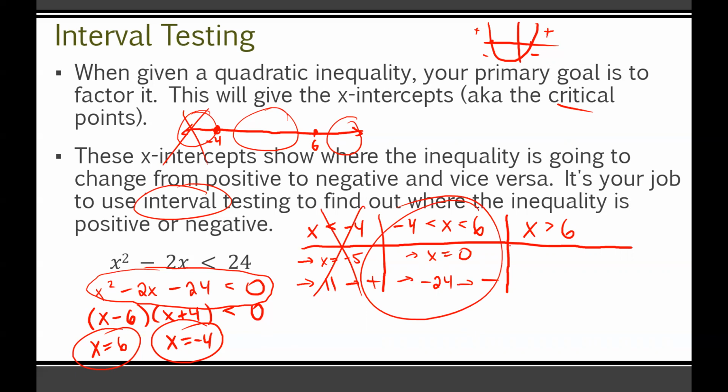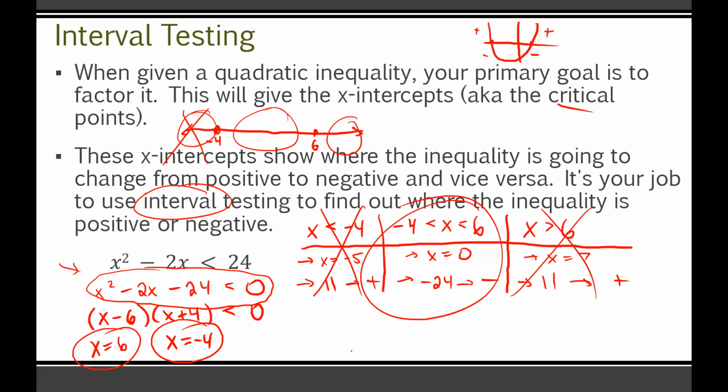Last but not least, we should definitely check this one here: x is greater than 6. Pick a number that satisfies that. How about we say x is equal to 7? Plug that into this once again. If you plug 7 into this, coincidentally enough, it's actually going to give us the same thing that this interval gave us. It's going to give us 11. And 11, of course, is a positive number. We wanted numbers that are less than 0, so this interval does not work.